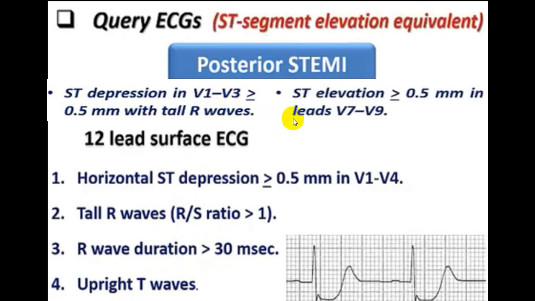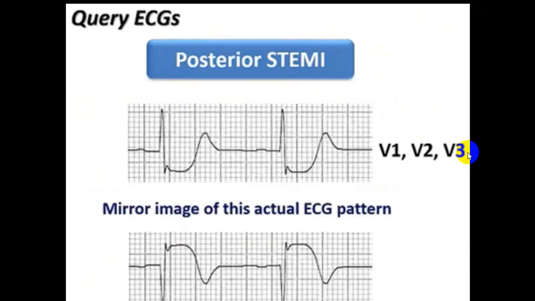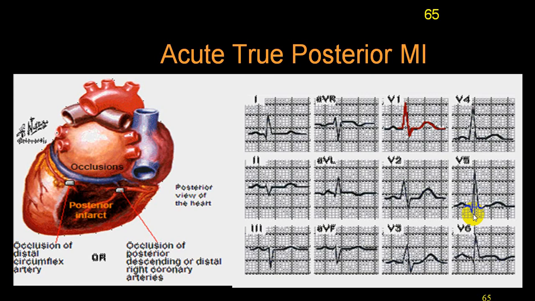To confirm, V7, V8, V9 will show ST elevation of more than 1 small square, which is straightforward in favor of posterior wall MI. This is ST depression in V1, V2, V3, and there is an ST elevation in V7, V8, V9. So that is straightforward. So in a true posterior wall MI, you will get an ST depression, taller R wave, upright T wave in V1, V2, V3, straightforward in favor of true posterior wall MI.